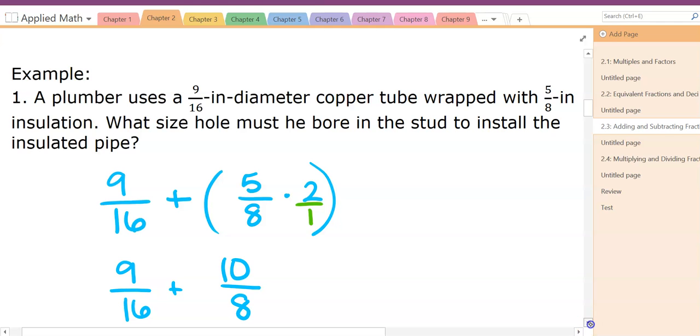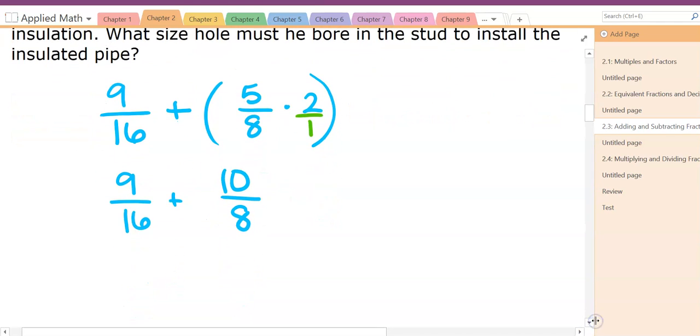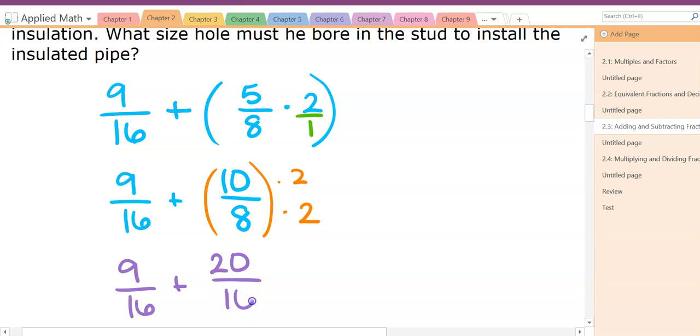How can I get 10 over 8 to be like 9 over 16? This is when you take the top and the bottom times 2, because you're trying to get like fractions. So we leave 9/16 alone. And now we have 20/16. So that's going to be 29 over 16.